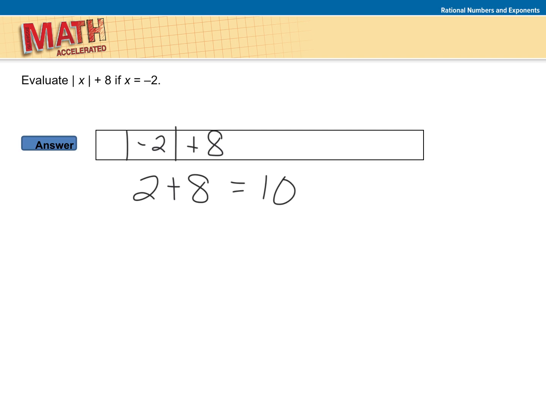Any questions? Yeah, what was the other one, the one before that? 8.